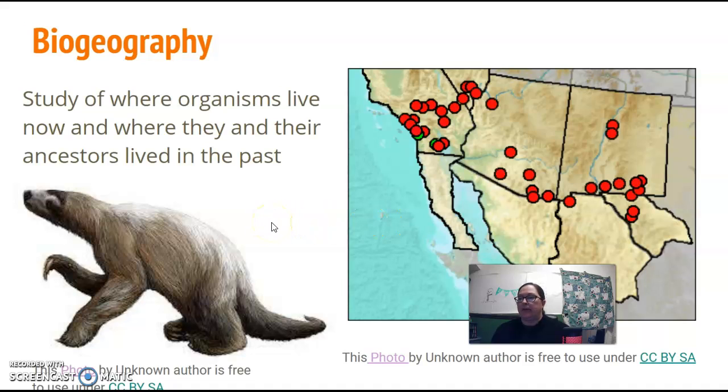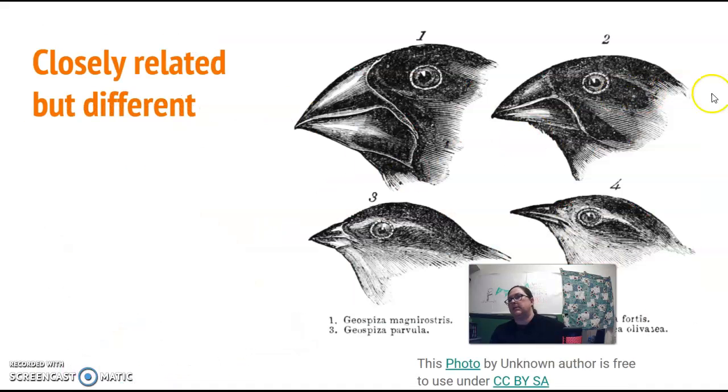So we're looking at patterns in the distribution of living and fossil species to tell us how modern organisms evolved from their ancestors. So there are 2 biogeographic patterns to consider when looking at fossils. One is closely related but different, and the other is distantly related but similar. So let's look at these 2 patterns here.